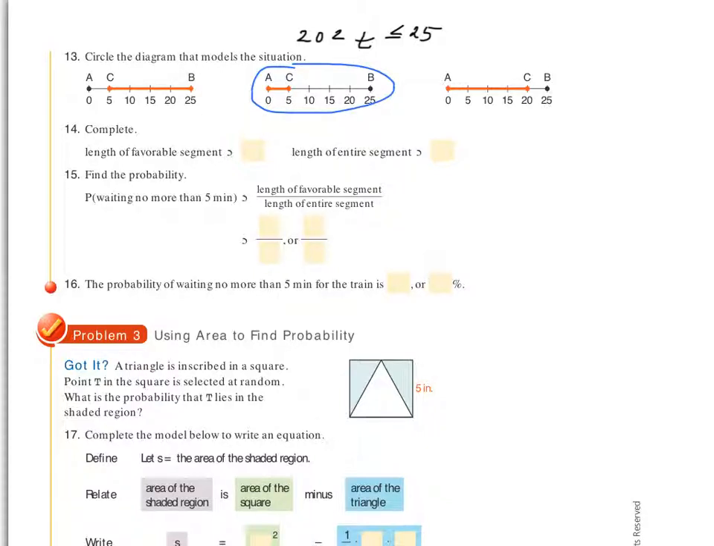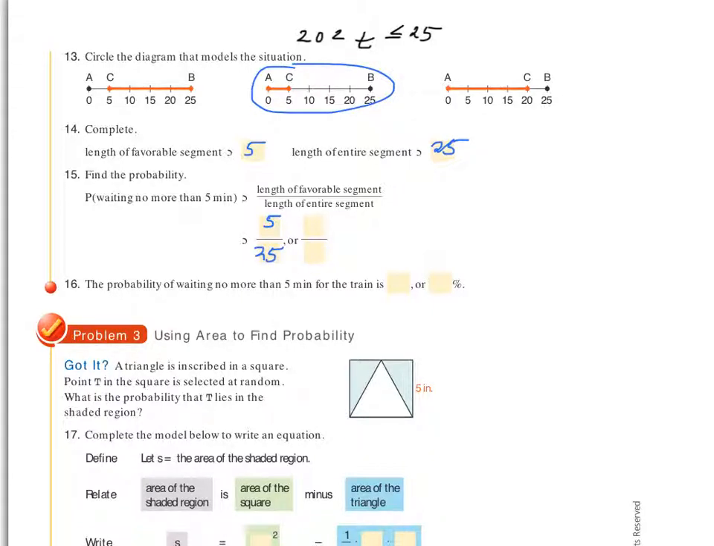So the length of your favorable segment is 5 minutes. The length of the entire segment is what? 25 minutes. Find the probability of waiting no more than 5 minutes. Well, the length of the favorable segment is 5 minutes over the 25 total.